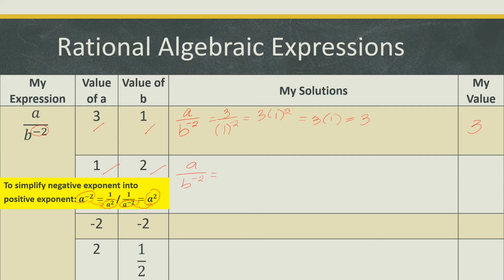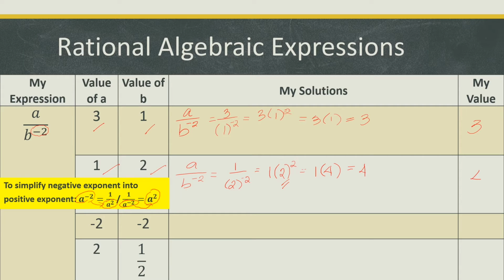What is the value of A? 1 over the value of B, 2 raised to negative 2. Okay. 1. Lilipat natin sa taas ang denominator dahil negative ang exponent niya. 2 raised to 2. Nawala na yung negative. Then, 1 times 2 times 2 times 2, 4. So, 1 times 4, 4.